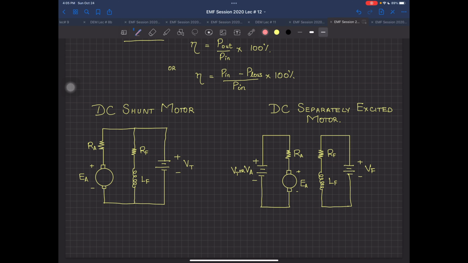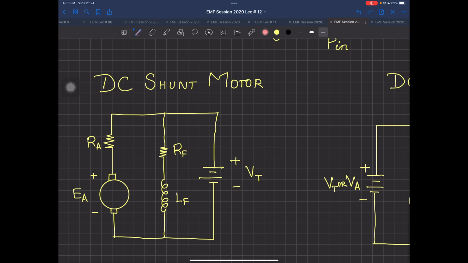So if I mark these on my diagram, this current is going to be called IL, the load current. The current which is going to flow inside my field winding is going to be called IF, since this is going in the field winding, and this is IA. So I can easily write IL equal to IF plus IA. So the load current is equal to IF plus IA. And I guess this is EA.